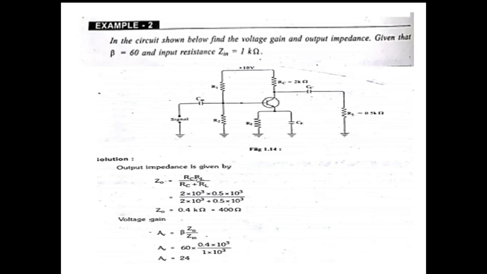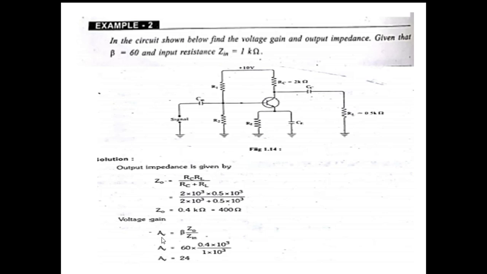Therefore, RC RL by RC plus RL. So RC is 2 kilo ohms, RL is 0.5 kilo ohms. So 2 kilo ohms into 0.5 divided by 2 plus 0.5 kilo ohms. So it is equal to 400 ohms. By simplifying this, you will get 400 ohms.